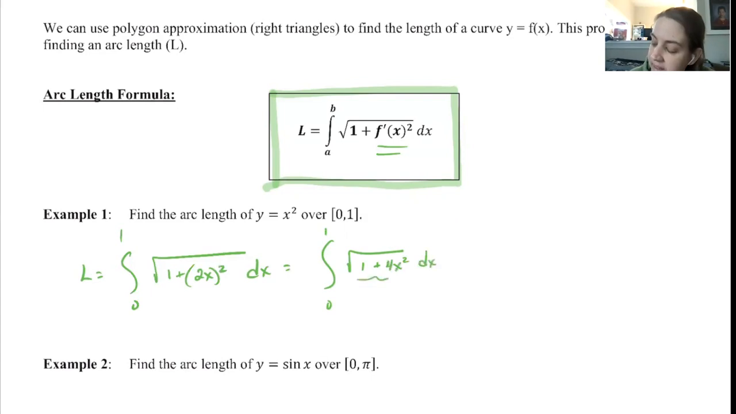I was looking at this and thinking I could use u substitution, but if u is 1 plus 4x squared, the derivative would be 8x, and I don't have an extra x anywhere. So what we need to do is Math 9 in our calculator. So you can use Math 9.